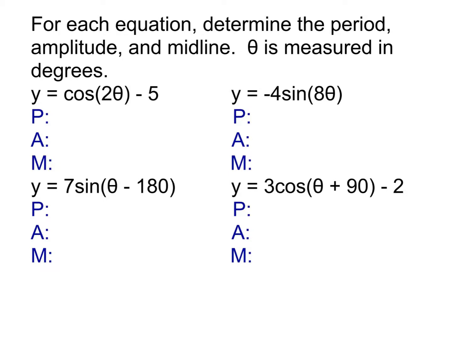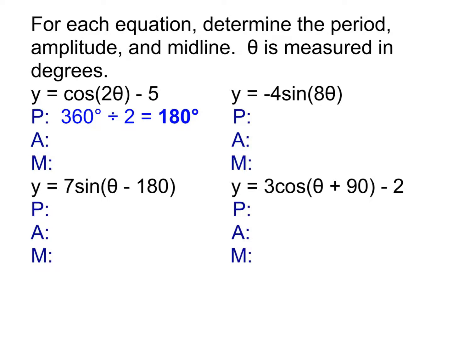All right, so the first thing we're looking for, for our first equation, is the period. Remember, the period comes from doing 360 degrees, because in this case theta is in degrees, 360 divided by whatever number is multiplied by x or theta. In this case that's a 2. So I'm going to do 360 divided by 2 here to find my period. If I do 360 divided by 2, that gives me 180 degrees. There's my period for the first one.